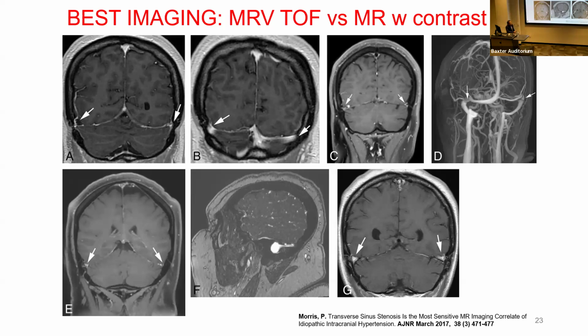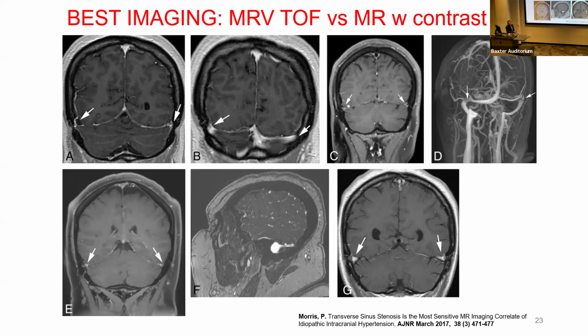What do you think is the best test to see the sinus? Comparing, you have MRV without contrast, MRI with contrast, or CTV. What do you think is the best test to assess the sinus? Probably the second. I will say MRI with contrast with 3D reconstruction. That's really when you can see the arachnoids, you can see filling defects, you can compare both sides.